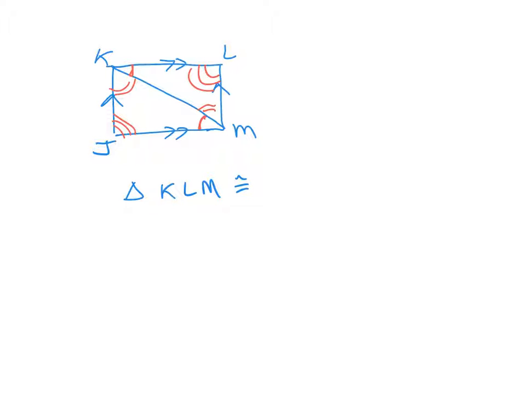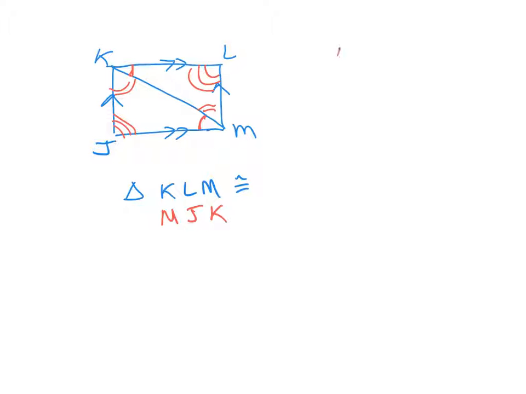So when I write KLM, the letter that goes in the bottom with the top K is M, and the one that goes with the M in the top one is the K, and then J goes with the L, and K goes with the M. So that's your congruency statement.